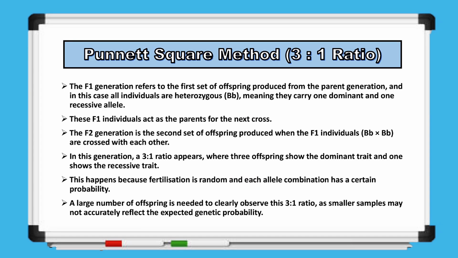So, the F1 generation refers to the first group of offspring produced from the parental generation. In this case, all individuals are heterozygous, meaning each one carries 1 dominant allele and 1 recessive allele. These F1 individuals then act as the parents for the next cross.